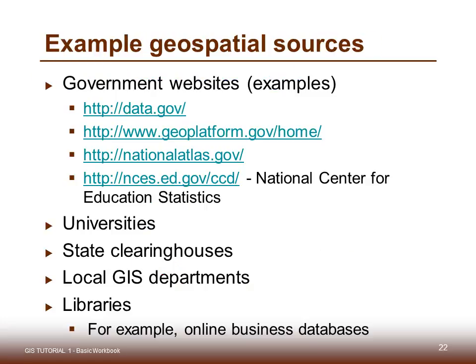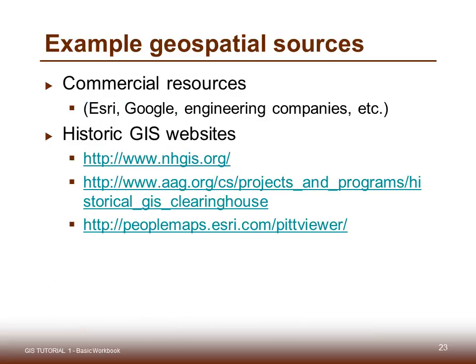Some examples of geospatial data sources: data.gov, geoplatform.gov, nationalatlas.gov, nces.ed.gov, which is the National Center for Educational Statistics, or individual universities and state clearinghouses, such as here in Ohio, OGRIP, the Ohio Geographically Referenced Imagery Program, local GIS departments, and libraries. Some commercial resources include Esri, Google, engineering companies, and some other data sources. There are many commercial remote sensing sources as well.